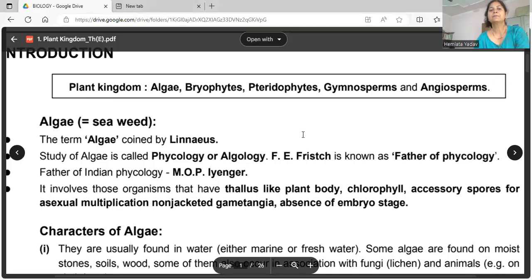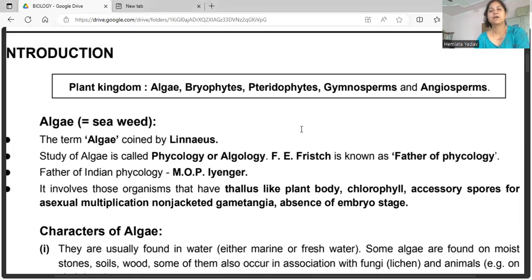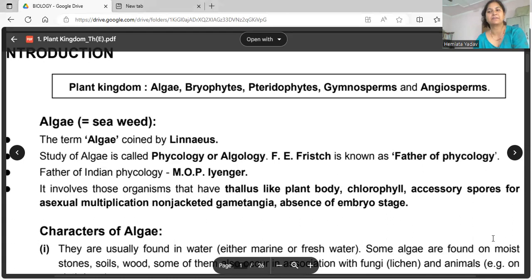So I am sharing the screen with you. We will be together understanding these notes, and you will be asking any question if you are having in the comment section below. So plant kingdom: algae, bryophytes, pteridophytes, gymnosperms and angiosperms together make the plant kingdom.